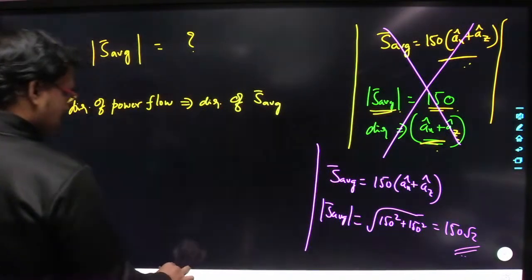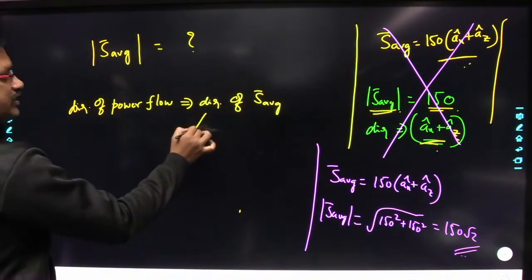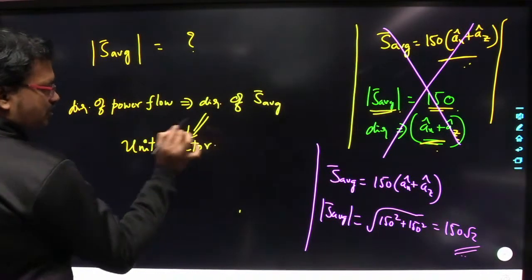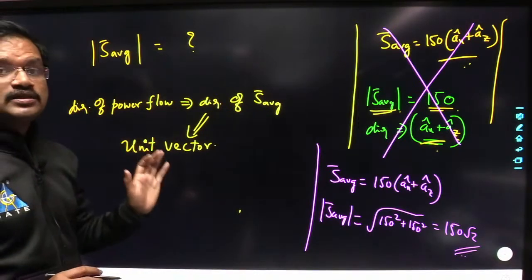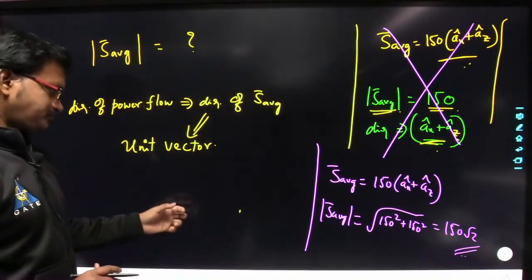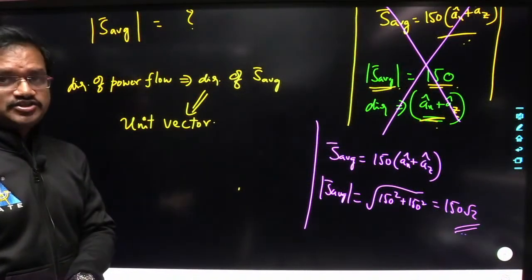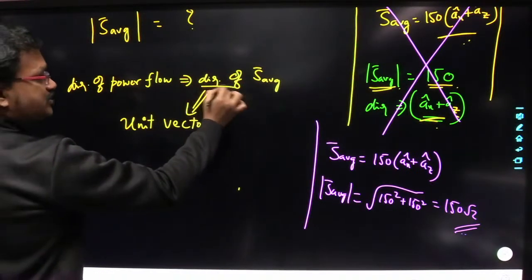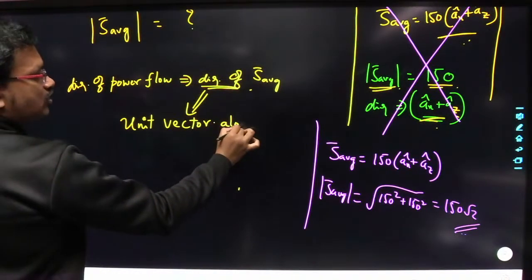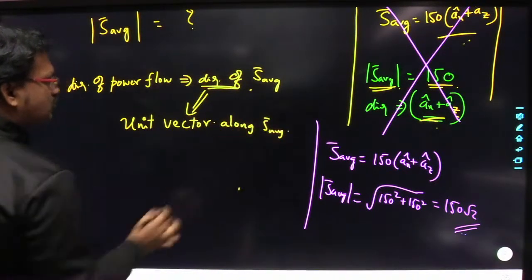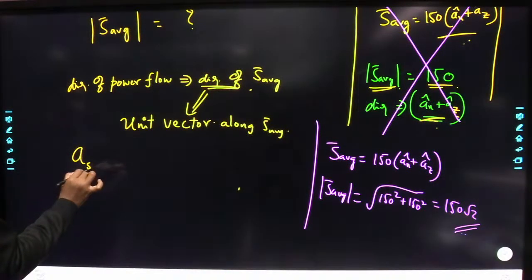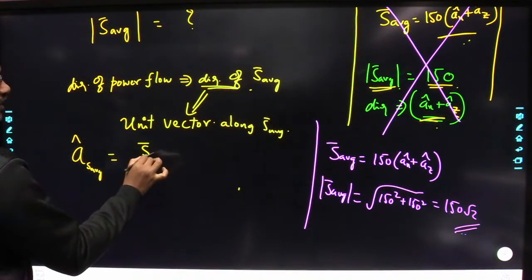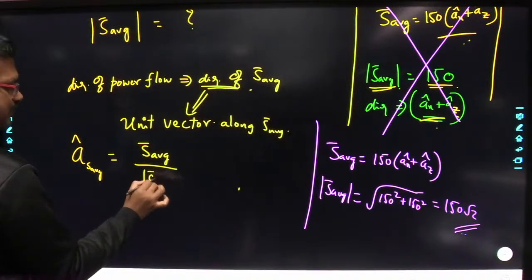And the direction. Remember, the direction will always be given by the unit vector. Whenever they are asking the direction, you have to determine the unit vector. So the unit vector will always give the direction. If you want to determine the direction, you have to determine the unit vector along S average. So what is the unit vector along S average? How to determine? Take the vector and divide by its magnitude.